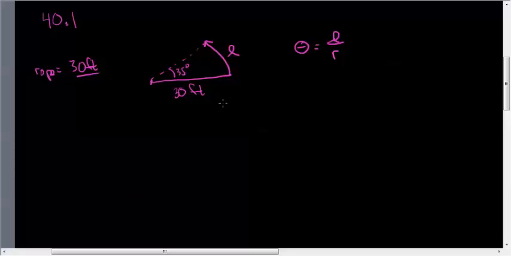A dog tied by a rope to a pole moves through an angle of 35 degrees along a circular arc. How far does the dog move if the rope is 30 feet in length?